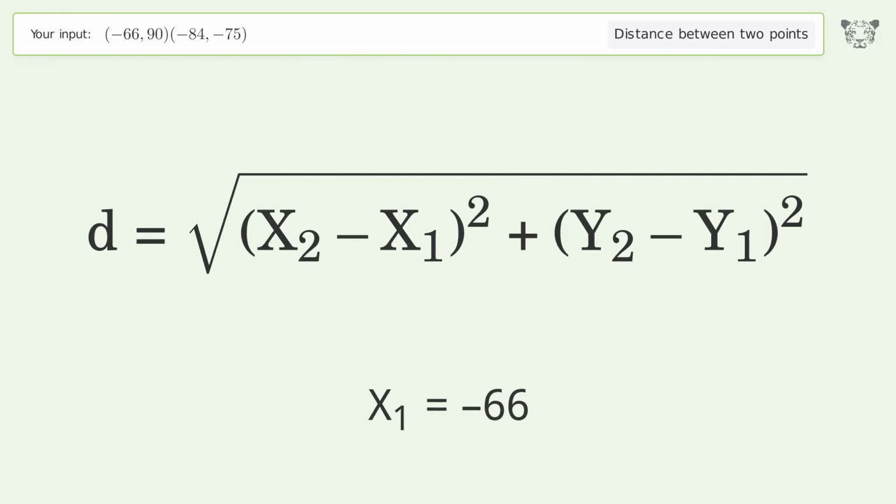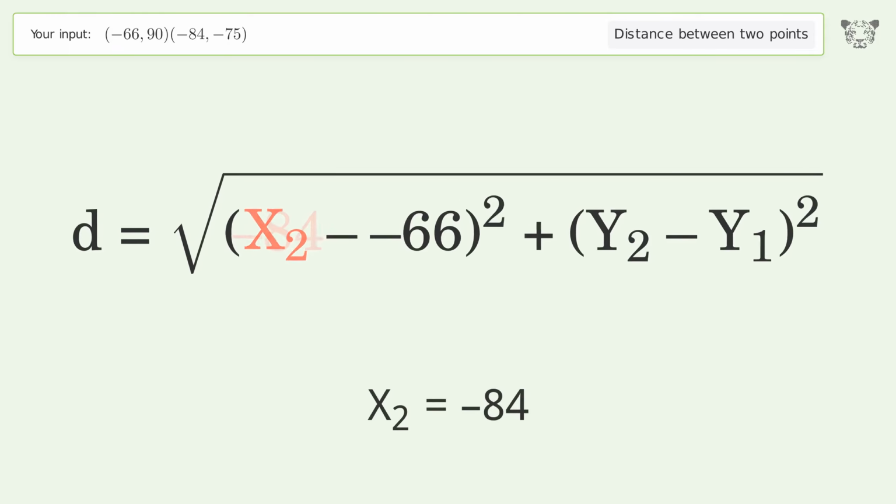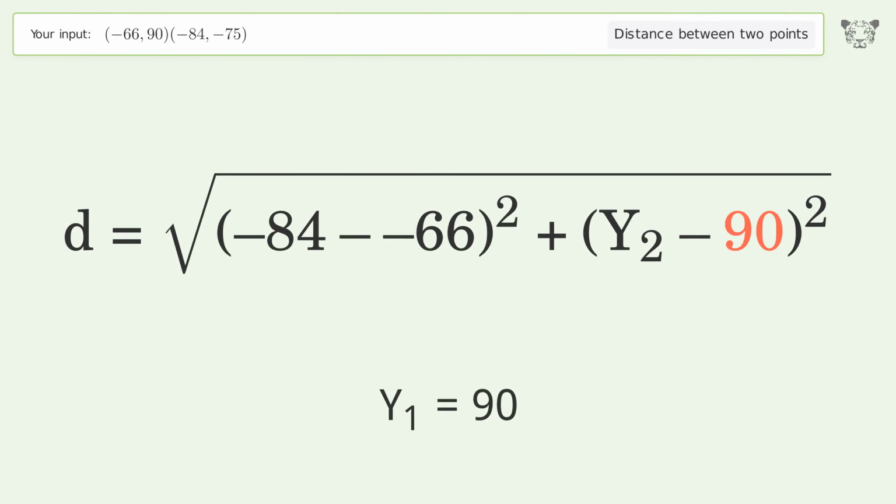x1 equals -66. x2 equals -84. y1 equals 90. y2 equals -75.